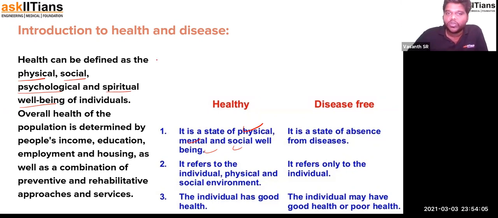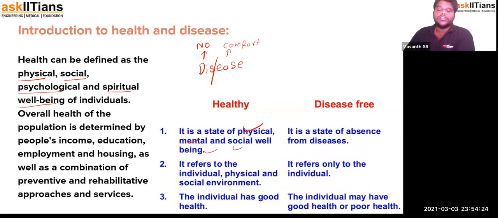First of all, we need to understand what the term disease means. DISEASE. Disease: ease means comfort. So when a person loses the comfort of anything, be it physical, mental, or social, the person is considered to be having a disease. Being healthy is not just the absence of disease. It is just disease-free.